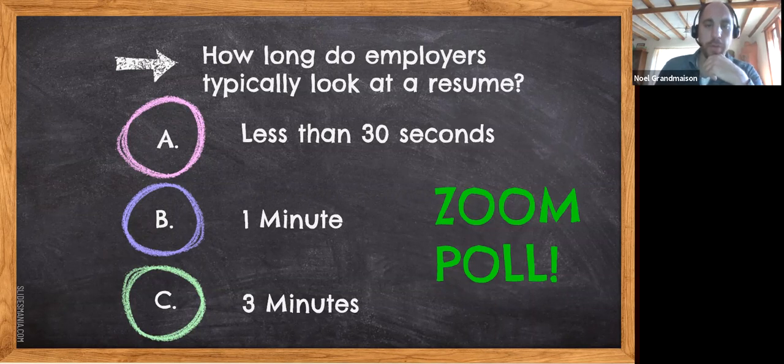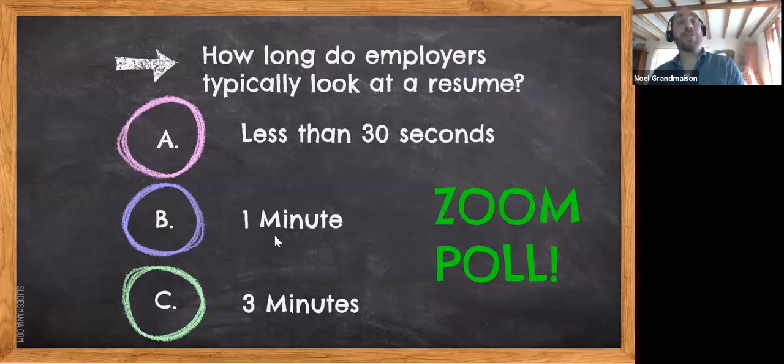So here are the results. It was an even game. Seven said less than 30 seconds, and seven said 1 minute. If you said less than 30 seconds, you are correct.